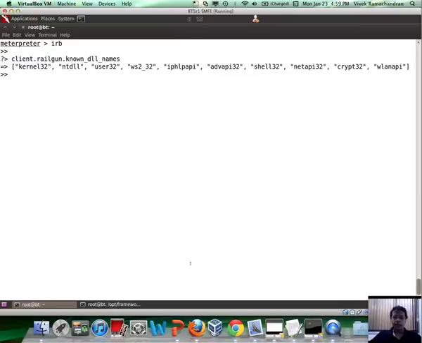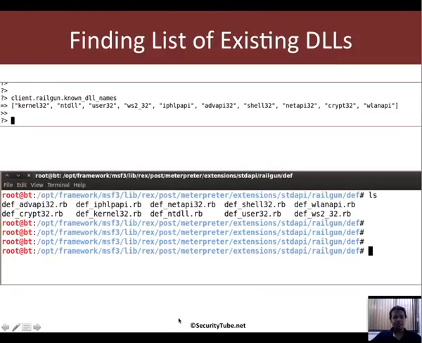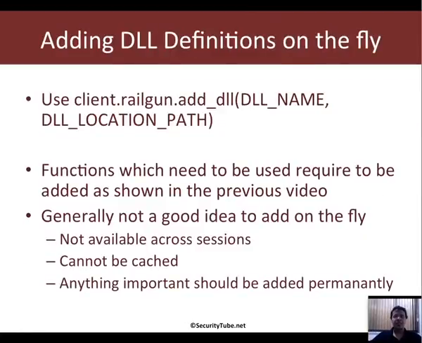Now, let's go ahead and take up the next task, which is we know that we have a list of existing DLLs, and now we probably want to add a new DLL definition either on the fly or add it permanently to the framework by defining a definition file. Basically, the whole idea really is that generally it's not a great idea to add DLL definitions on the fly unless it is absolutely required to do so.